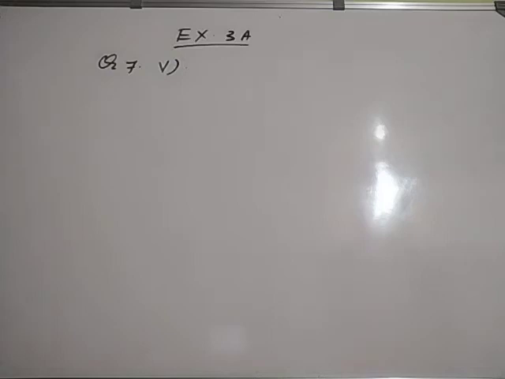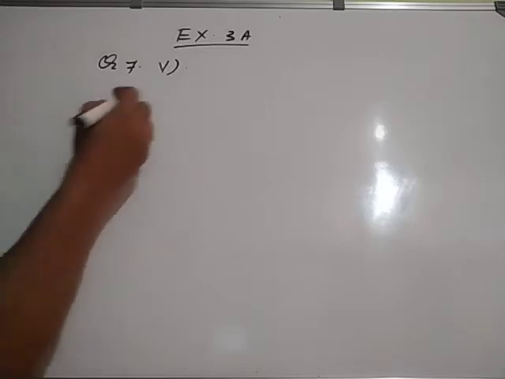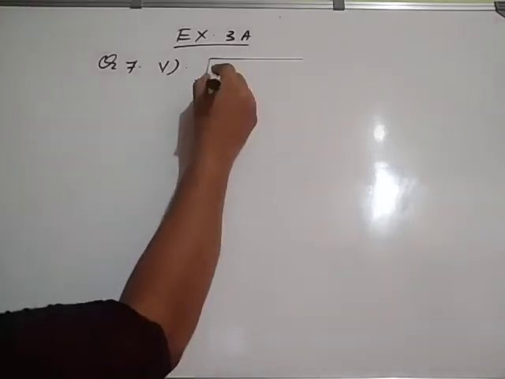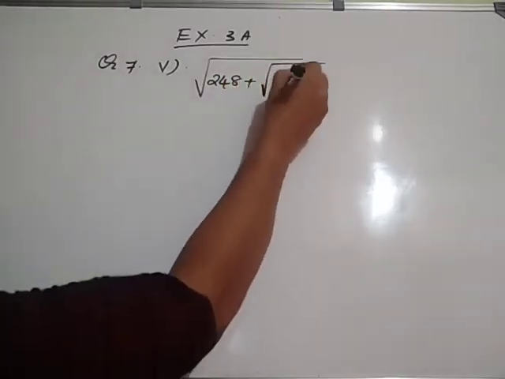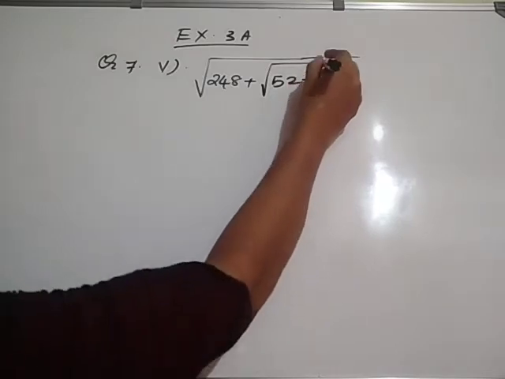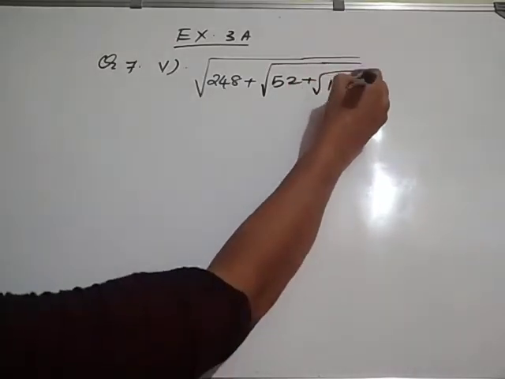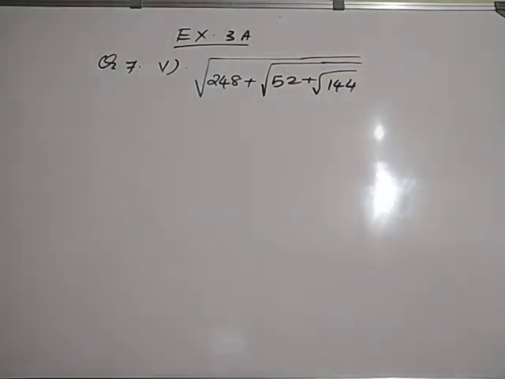Children, welcome back. Exercise 3A, question 7. Fifth one. Square root of 248 plus square root of 52 plus square root of 144. How can we simplify this problem?